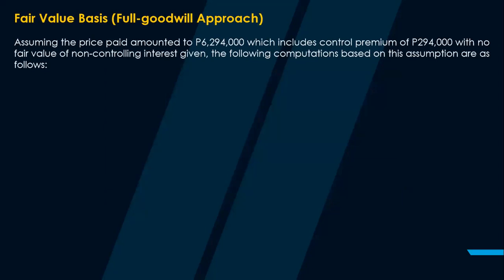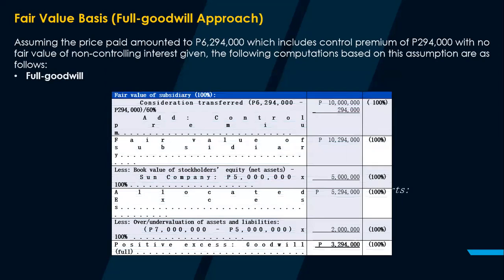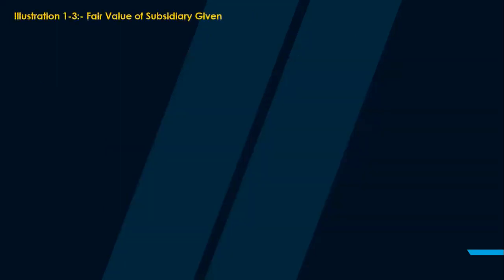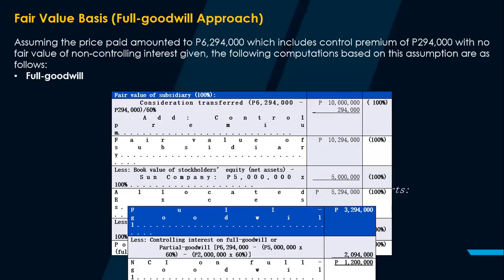Now, assuming the price paid amounted to 6,294,000, including control premium of 294,000 with no fair value of non-controlling interest given, the following computations based on this assumption are as follows. So we have for full goodwill, 294,000. So we have 6,294,000. A consideration transferred actually originally was 10 million.